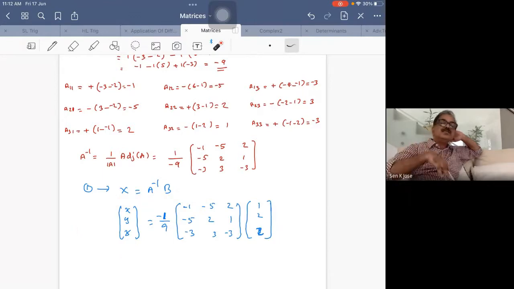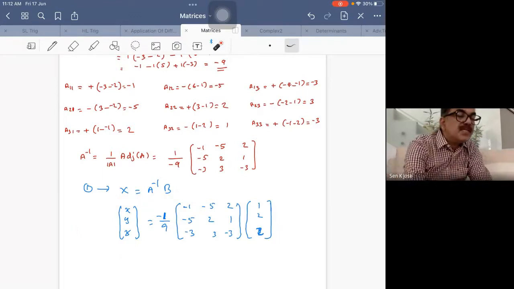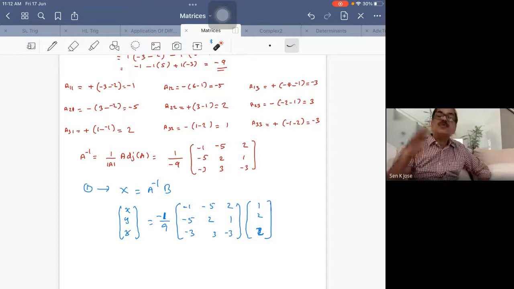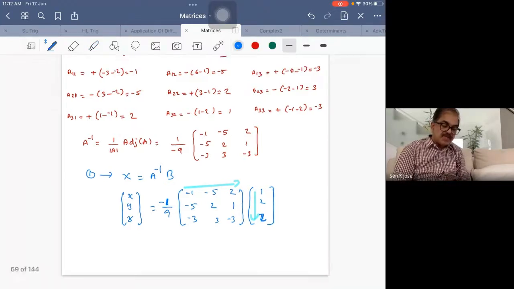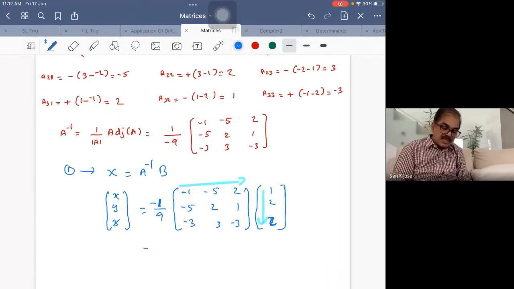Now, keeping this minus 1 by 9 outside, I will just do normal matrix multiplication. And how do I do matrix multiplication? The row goes with the column, but keep minus 1 by 9 outside only. Do not take it inside. So minus 1 by 9 into, the row goes with the column. Minus 1 into 1 is minus 1. Minus 5 into 2 is minus 10.